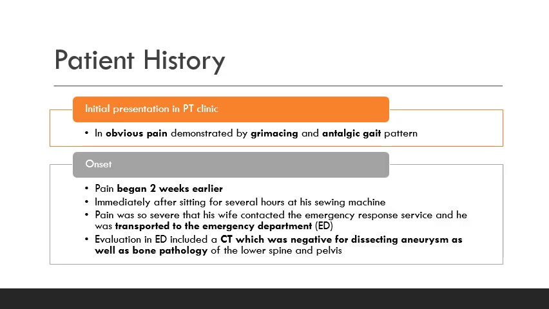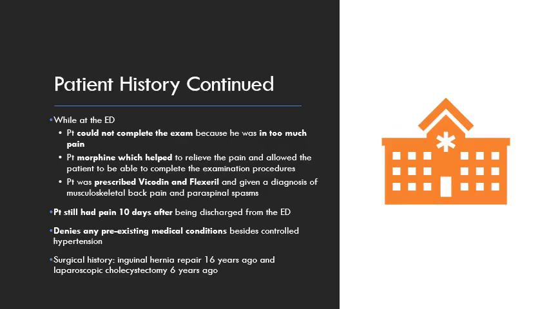pathology. The patient's pain was so severe in the emergency department that he couldn't complete the evaluation until they gave him morphine. And then they discharged him with some opioid analgesics and said to go back to his primary care physician if the pain persisted. So after 10 days, he went back to his primary care physician. The patient also denied any pre-existing medical conditions.